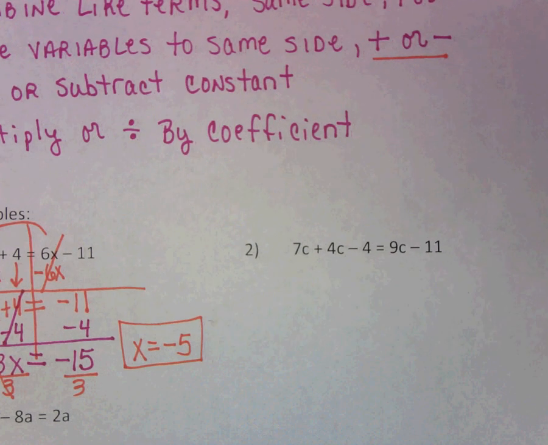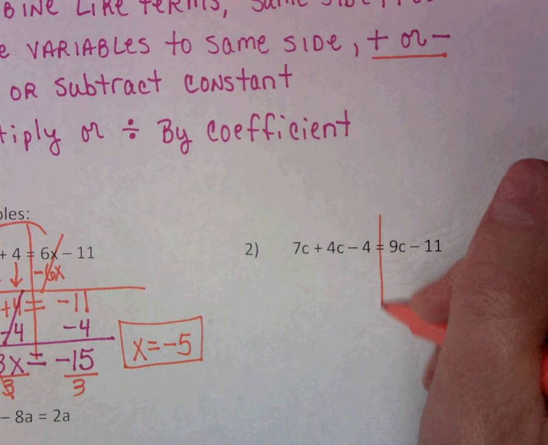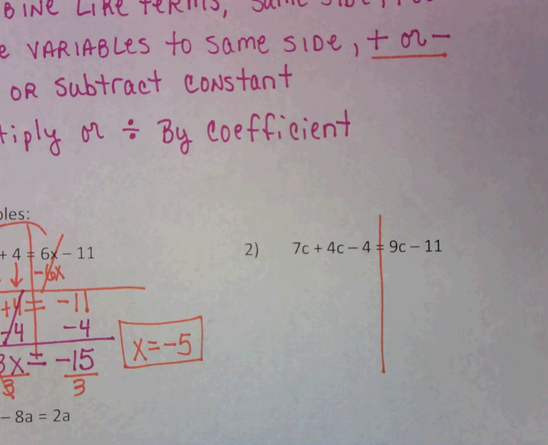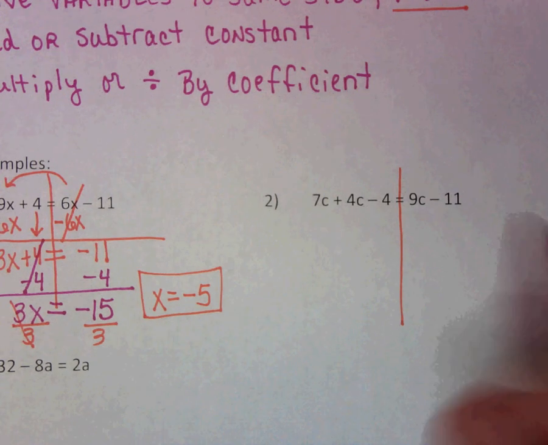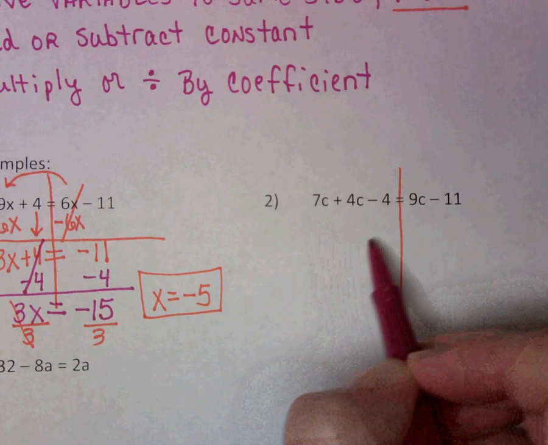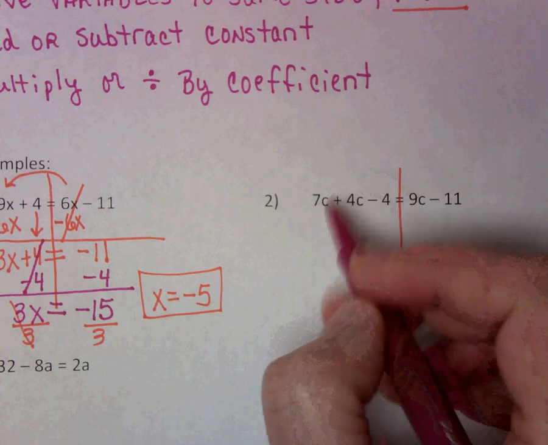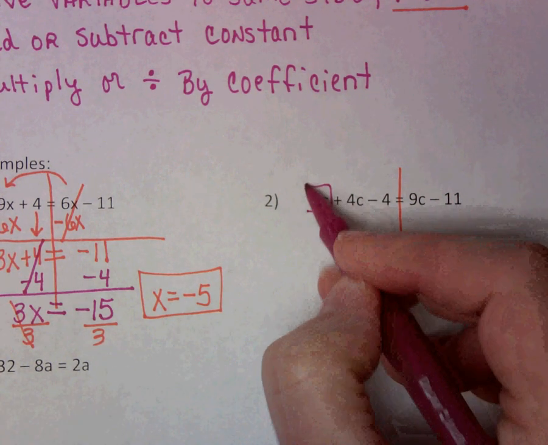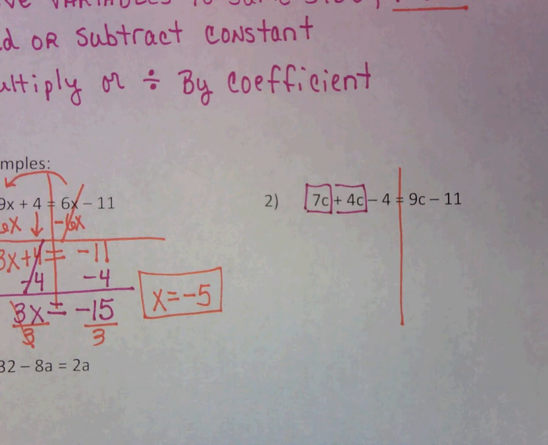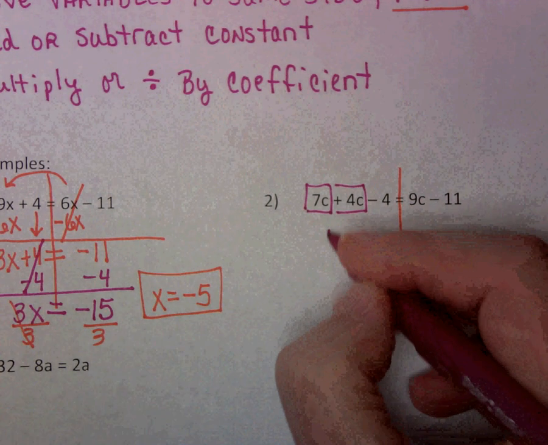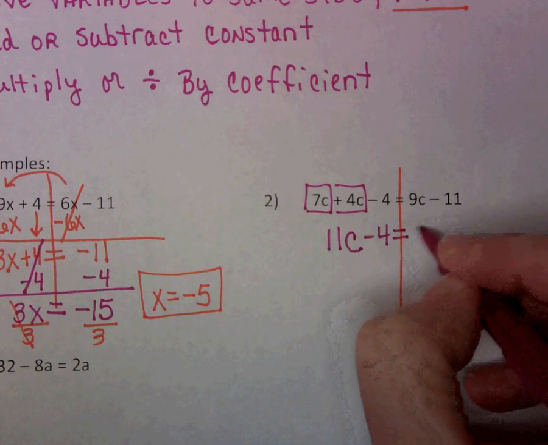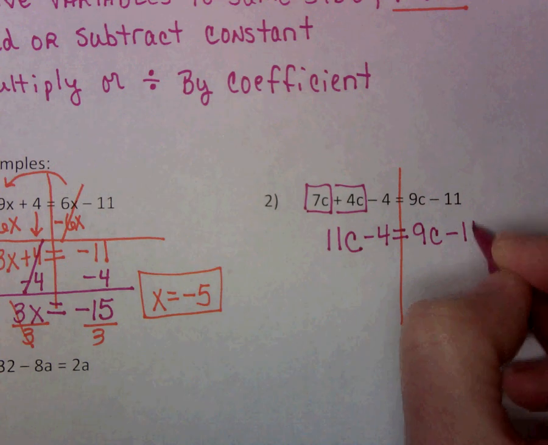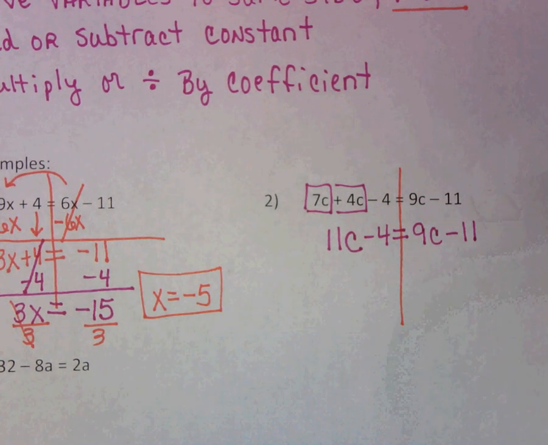Okay, let's look at example number 2 together. Again, I'm going to draw a line down through the equal sign. We don't need to distribute. Okay, second is combine like terms. So let's look at the left side. Do we have some like terms here? Hopefully you're thinking yes. We have 7c plus 4c, which would make 11c. And then remember we have minus 4 equals 9c minus 11. We didn't have any like terms on the right.